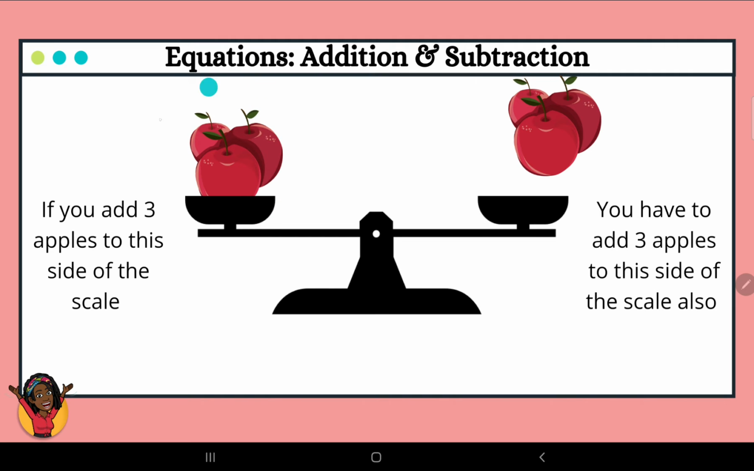Here we're using fruits to represent apples. If I have 3 apples on this side of the scale, in order to maintain the balance, I would need to add 3 apples of equal weight to the other side to ensure that the scale remains balanced. And that's what we do with our inverse operation. So we would take 3 from one side, and we also need to take 3 from the other side.